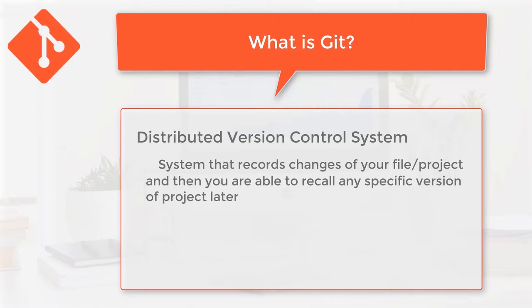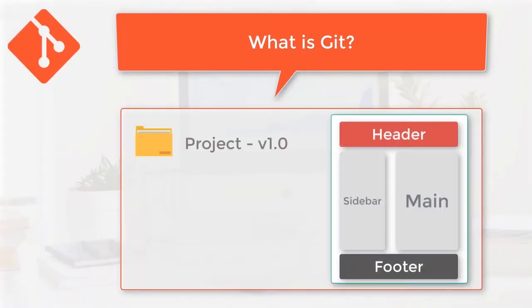Alright, let's use an example to make it even clearer what a version control system is and why we should use it. Suppose that you're working on a project, you're building a website. You have done a couple of things and you already have your first version of the website. Then suppose that you want to change something and also you don't want to lose your first version of the project. So what can you do?